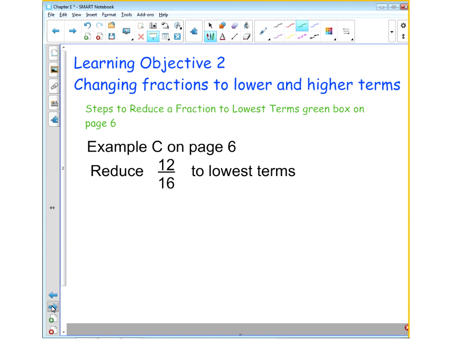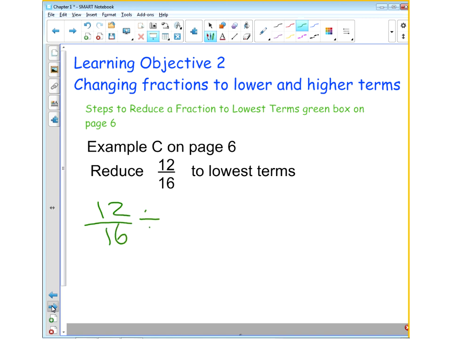You can also take a number and add the individual digits up. For this example, 12 is 1 plus 2, which is 3. And if that sum is divisible by 3, then the number is divisible by 3. So I know that 12 is divisible by 3. For 16, 1 plus 6 is 7. That's not divisible by 3, so I know 16 is not divisible by 3. All right, but they are both divisible by 2.